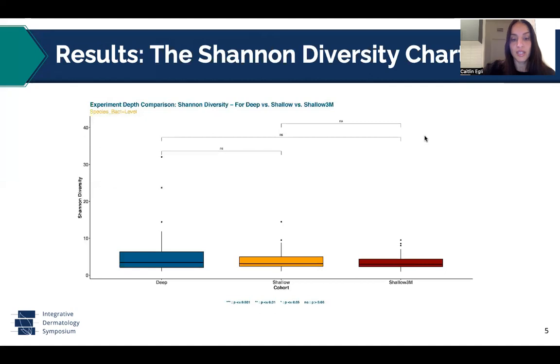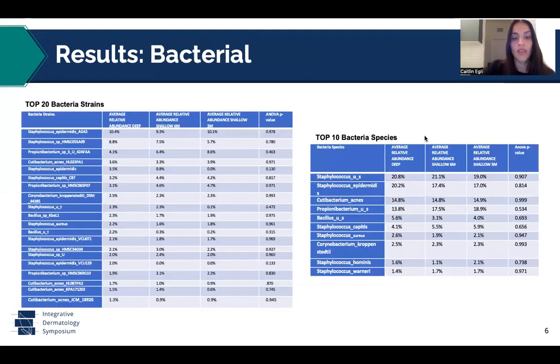The results in this graph show the comparison of the 3 sequencing depths of deep, shallow 6M, and shallow 3M. As is depicted, there were no statistically significant results in the top 10 species or top 20 strains of bacteria between the read depths. The chart on the left lists the top 20 strains of bacteria in the order of abundance as found in the microbiome of the studied swabs.